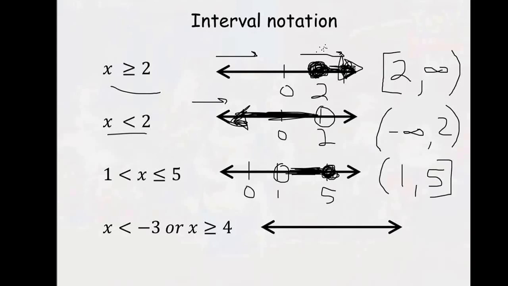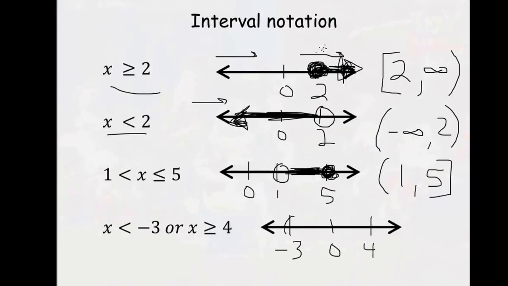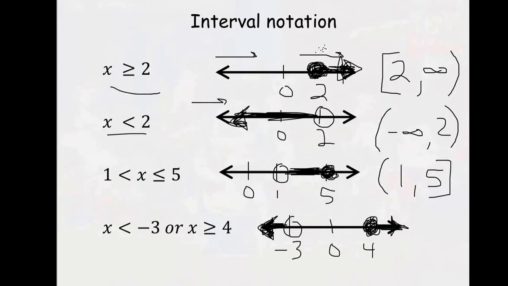Alright, last one. X is less than negative 3, or x is greater than or equal to 4. So I'm going to put negative 3 on my number line. Here's 0, and here's 4. Less than is an open circle. This is going to shade to the left. Greater than or equal to 4, that's a closed circle, so we're going to shade to the right. Alright, so there's our graph for it. The last one was an and. This is an example of an or.